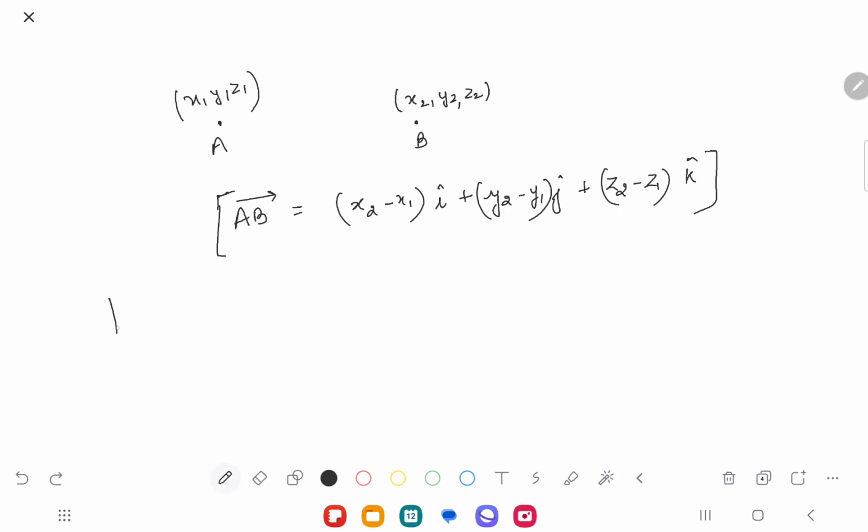Alright? Now, the next point that we have to understand here is this. What is this? So there are two terms. One is called direction ratio.